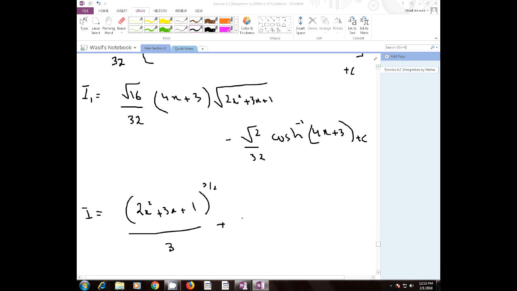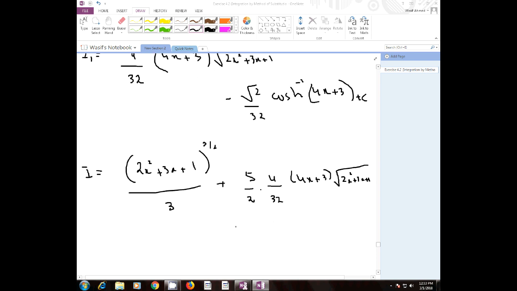So 5 by 2 I1, I will multiply 5 by 2 with the terms in the I1. So 5 by 2 multiplied by square root 16, that is 4. Here it should be 4. The 4 by 32 and 4x plus 3 multiplied by square root 2x square plus 3x plus 1, and again 5 by 2 has to be multiplied with square root 2 divided by 32 and cos hyperbolic inverse 4x plus 3 plus the constant of integration.